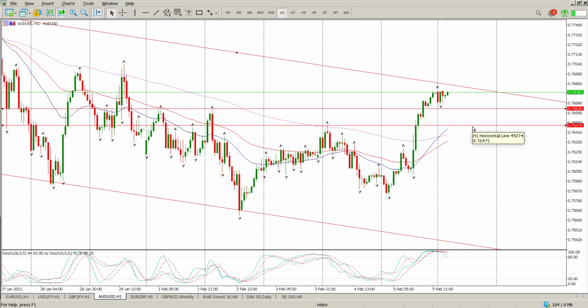So that would come back down to 0.76475. So coming back into this area and starting to bounce off one of these levels will get me long back to the top of the channel.